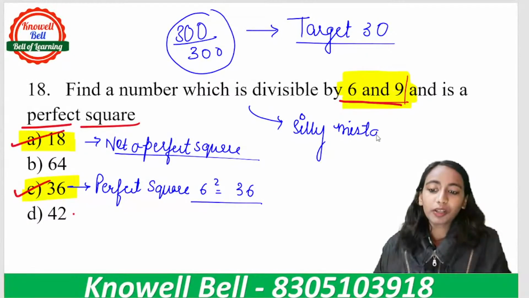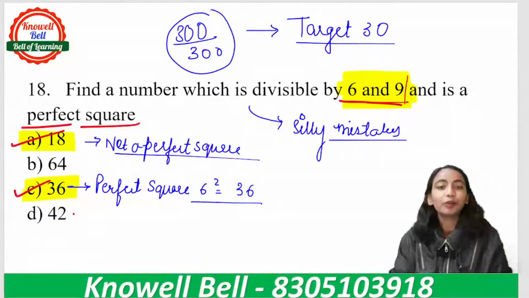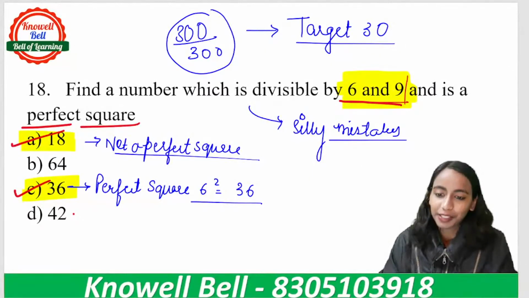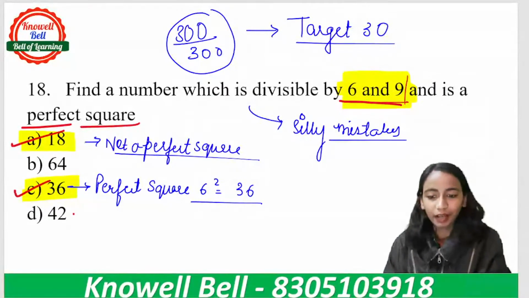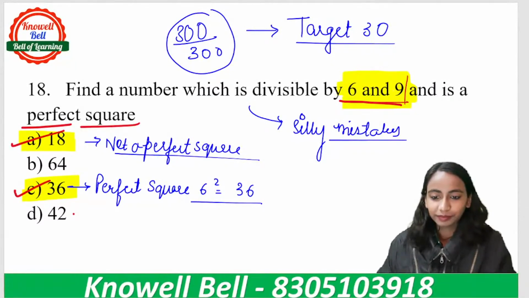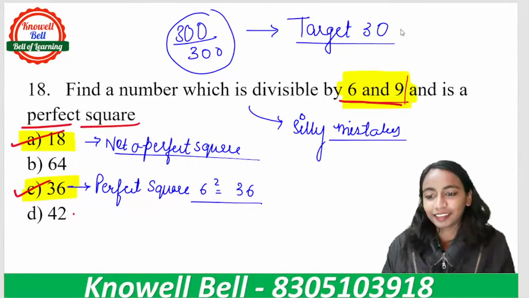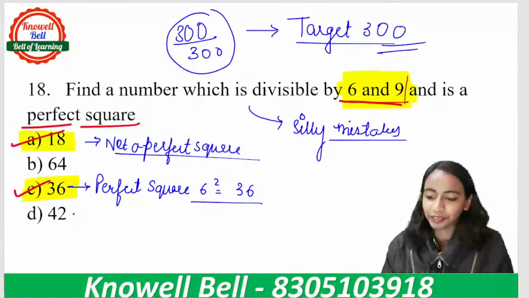Okay, because if we knew that 18 can be divided by 6 and 9, we also knew 36 can be divided by 6 and 9. But what we didn't understand was that we had to find a perfect square here, and 18 is not a perfect square. Okay, now clear? I wrote target 30. Sorry for that, Sarvagnya. It's target 300. Target 300 out of 300 marks in Sainik School entrance exam.